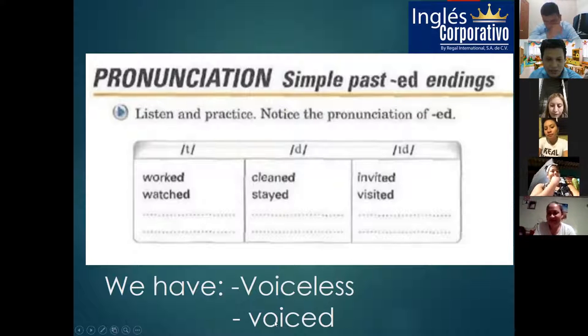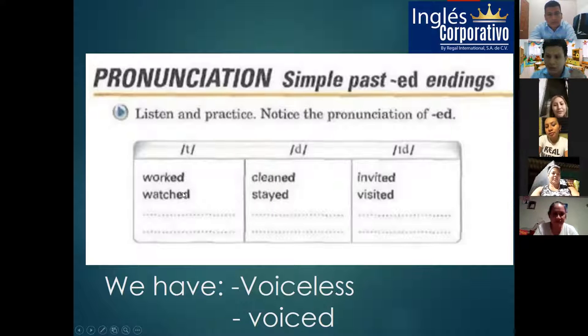Y los voiced. Sonido. Very good, que tienen sonido. For example, T. Okay, for example, we got it this one. Tenemos el primero acá. Ending with T, you know, in the pronunciation of these verbs. For example, en presente decimos este verbo, ¿cómo lo decimos? Work. Work, very good. En pasado.